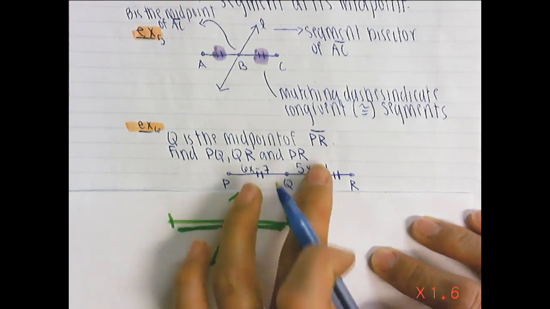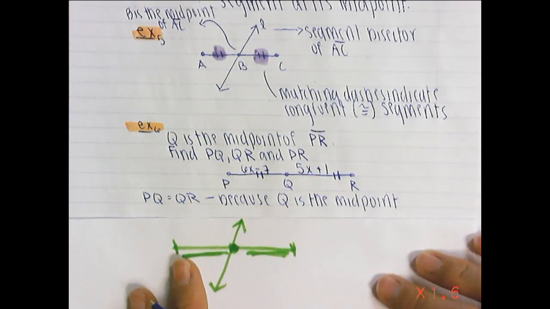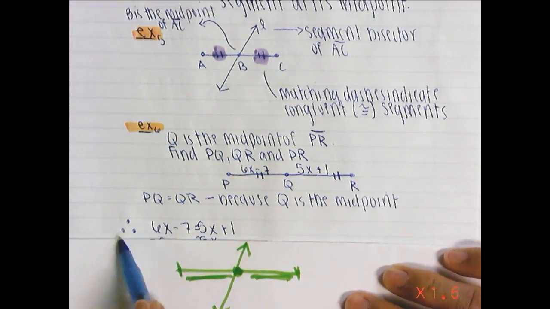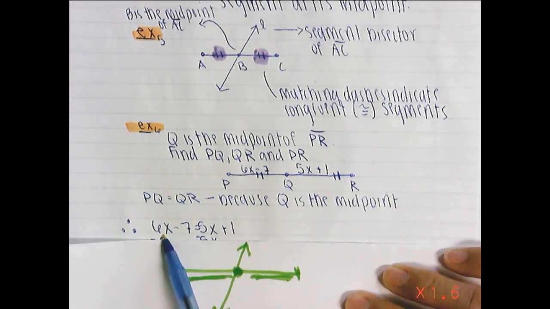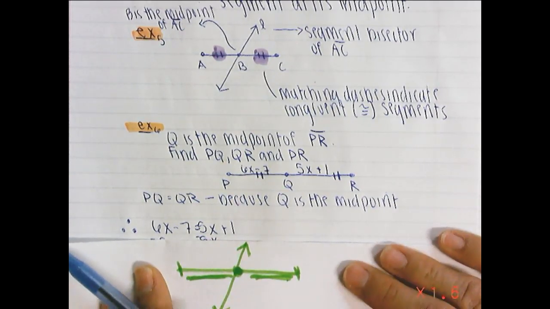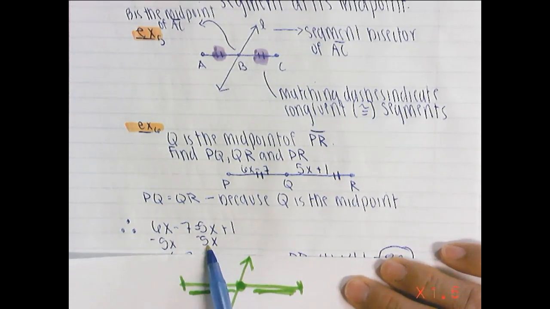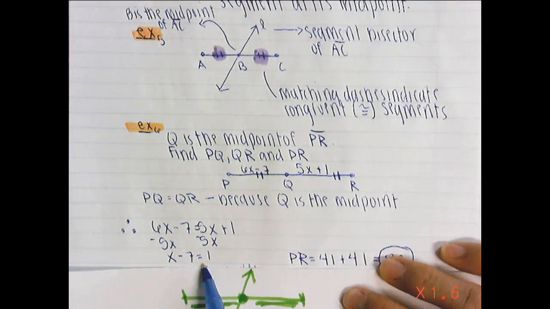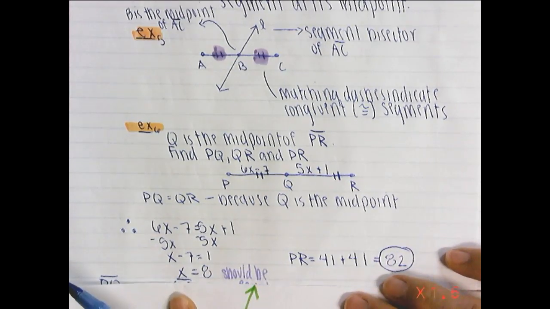So we're going to take each of these expressions and set them equal to each other. All right, PQ and QR. These three little dots are the symbol for therefore. So therefore, I can take 6x minus 7, set it equal to 5x plus 1, and start solving. I want to get all of my x's on one side, so I'm going to subtract 5x from both sides, and I'll end up with x minus 7 equals 1. I want to get x alone again, add 7 and add 7, x equals 8.